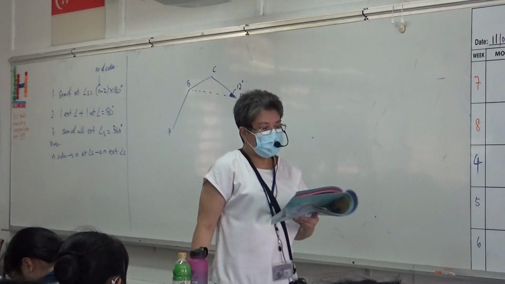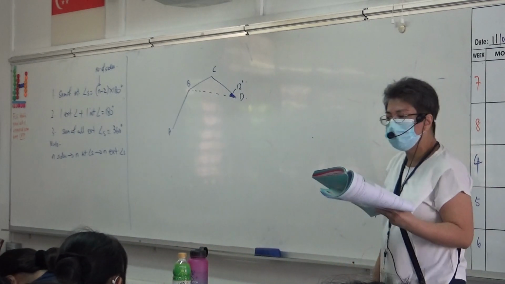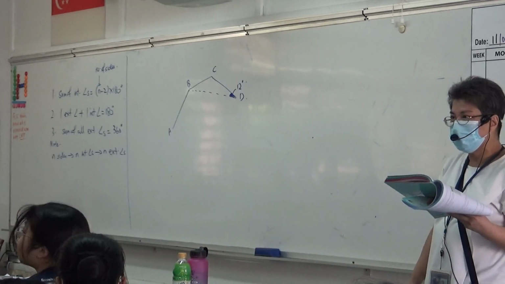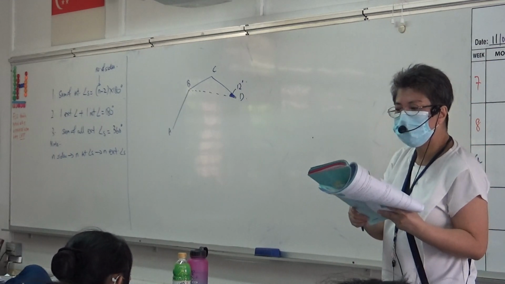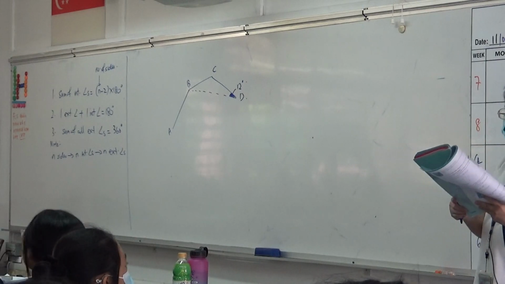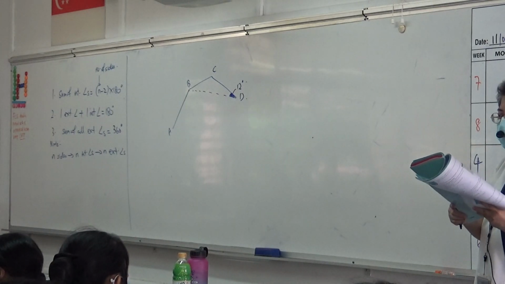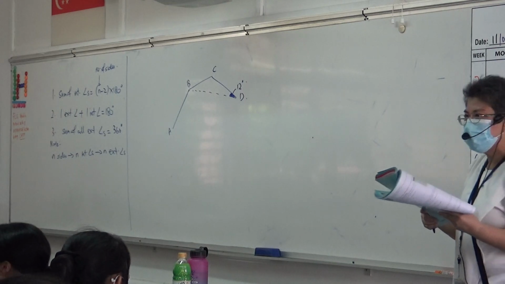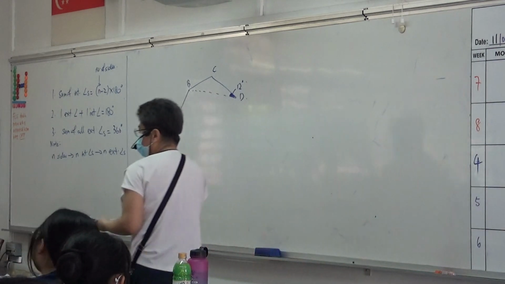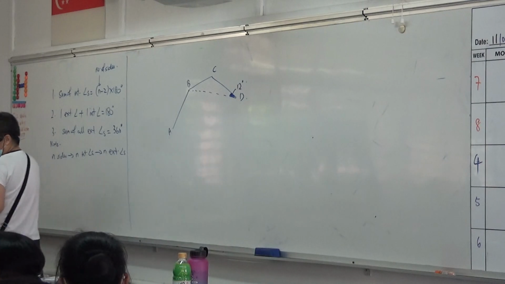AB, BC, and CD are adjacent sides of an n-sided regular polygon. Now you don't know how many sides, but you know it's regular. Okay? If angle BDC is 12 degrees, calculate the size of an exterior angle of the polygon. Okay, I'm going to show you now. Look at the board.